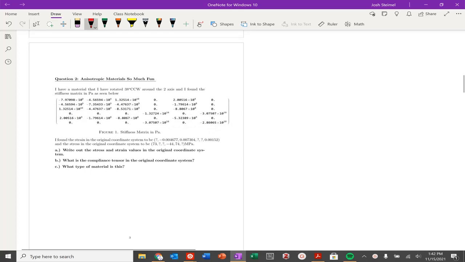Hi everyone, we are back and let's get into solving question number 2, anisotropic material. So much fun. I have a material that has been rotated 38 degrees counterclockwise around the 2-axis, and I found the stiffness matrix to be the one below.